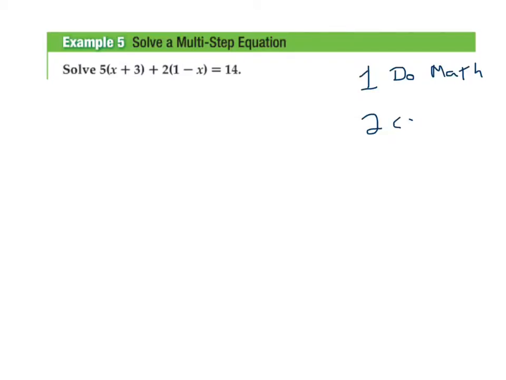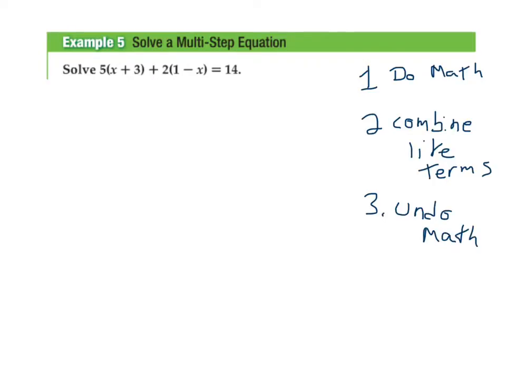Step 2, combine like terms. So we may need to combine like terms here in order to help us find out what x is. And since x does show up twice, we may need to do this combine like terms step in order to put the x together to find out one specific value for x. And then finally, step 3 is undo the math. So that's a situation where we have our variable and some math is being done to it, and we need to undo that math to get our variable alone on one side of the equal sign. So let's go ahead and start to apply these 3 steps to this problem.